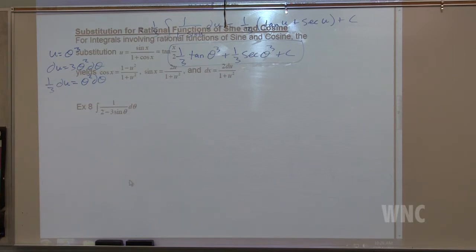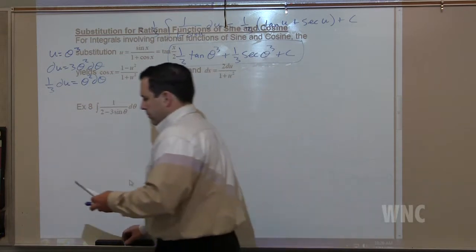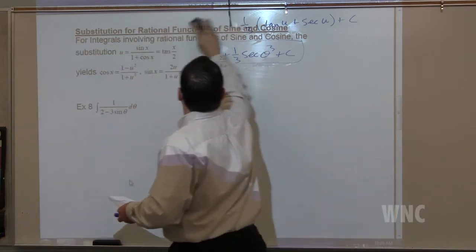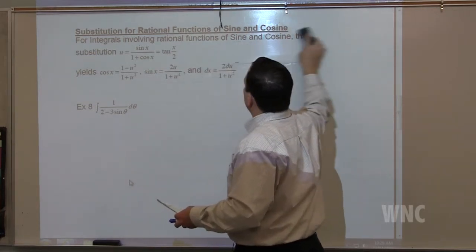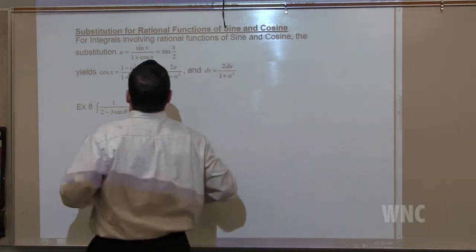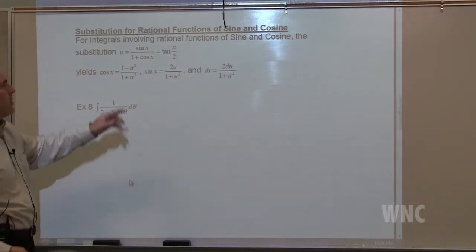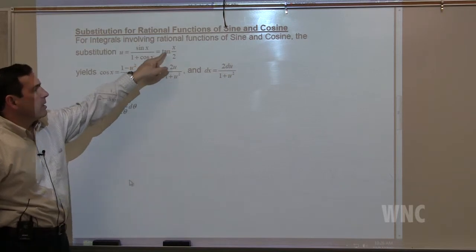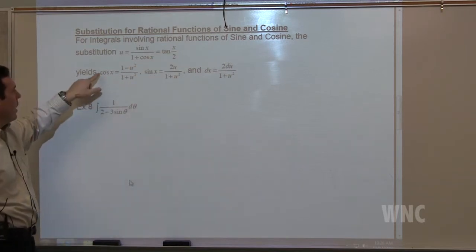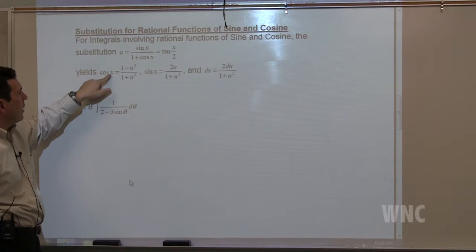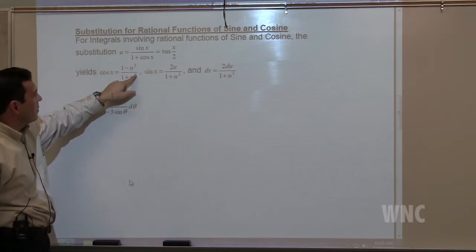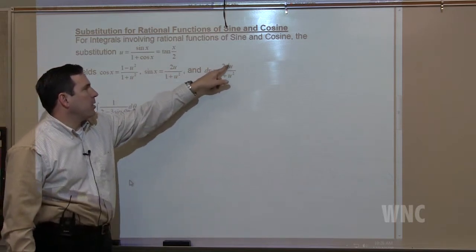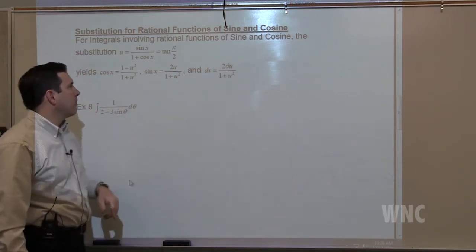Clear the board. Okay, substitution for rational functions of sine and cosine. For integrals involving rational functions of sine and cosine, the substitution u equals tangent of x over 2. And cosine of x is 1 minus u squared over 1 plus u squared. Sine of x is 2u over 1 plus u squared, and dx would be 2 du over 1 plus u squared.